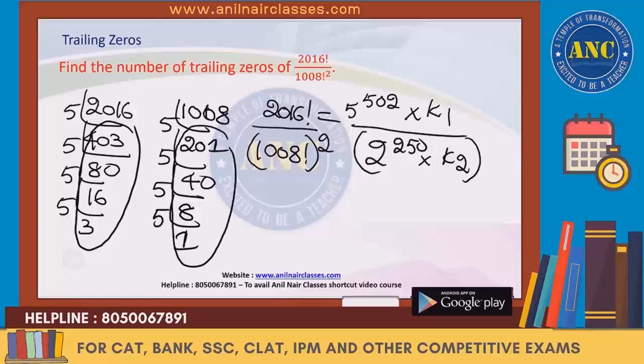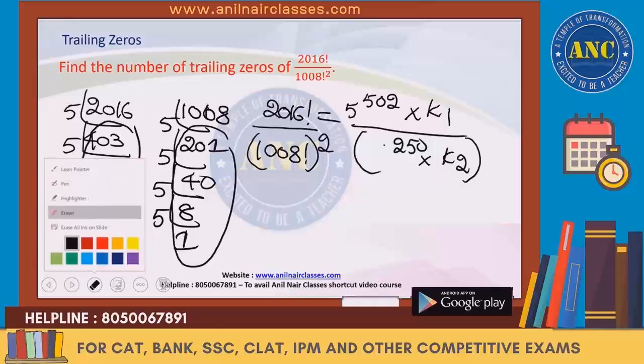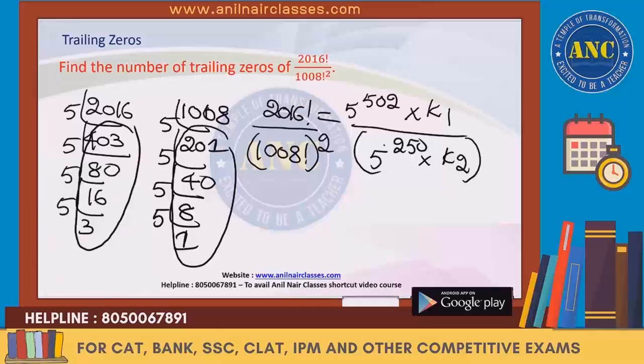Sorry, it is not 2 power 250, it is 5 power 250, whole squared. So 2 times 250 is 500. So the answer is 5 squared. The number of zeros at the end for this expansion is 2. I hope it is clear.